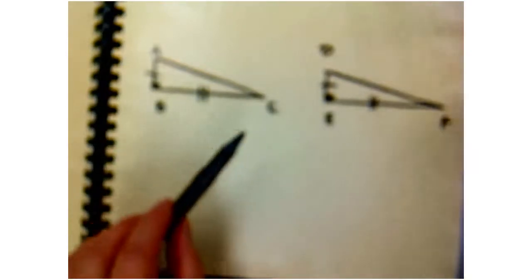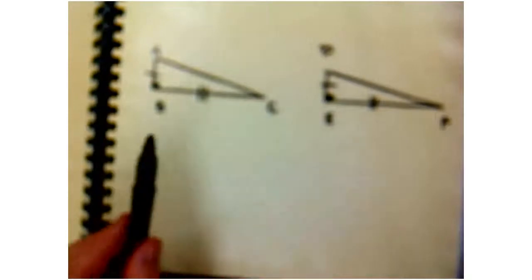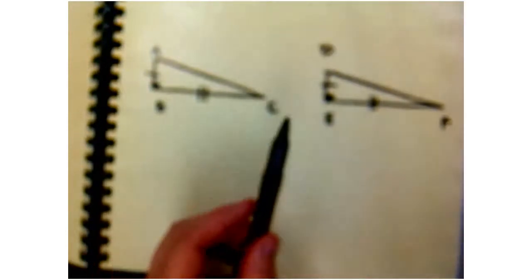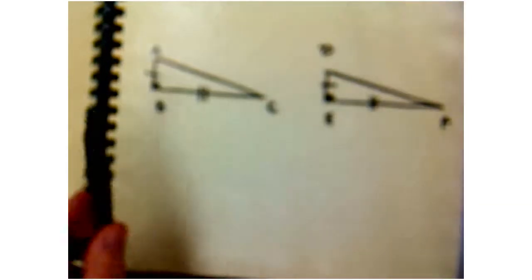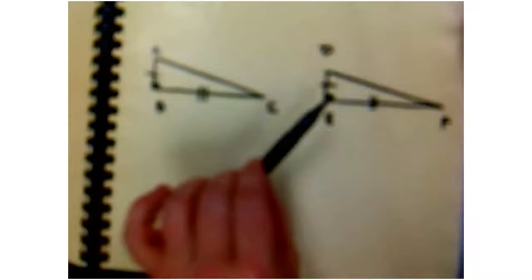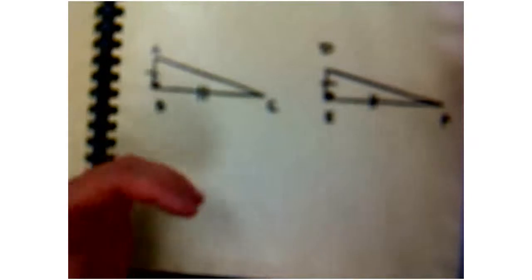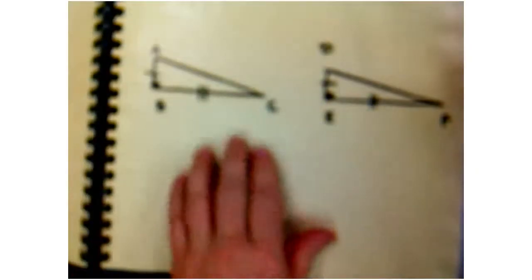So turn your brain on when we learned about SAS and angle, side, and sides. Remember all those? We have an SAS here, don't we? We have a side, angle, side. We have an included angle between 2 congruent sides. So these two triangles are congruent.